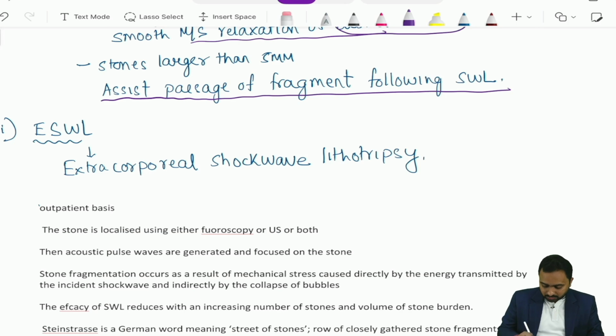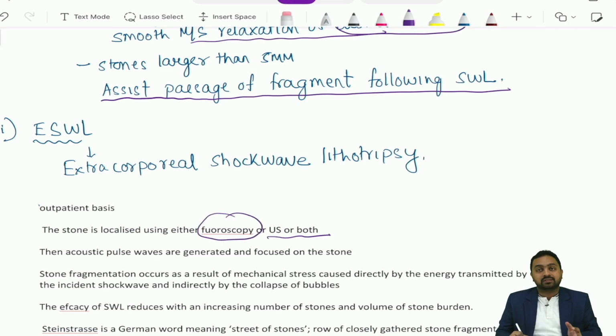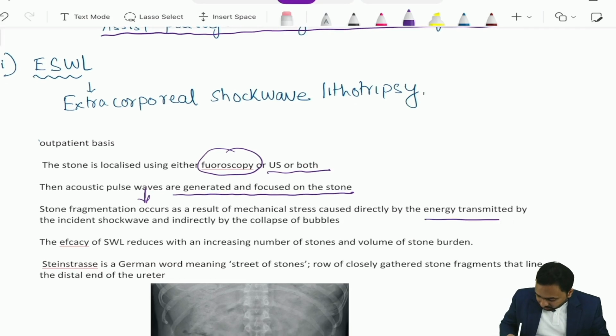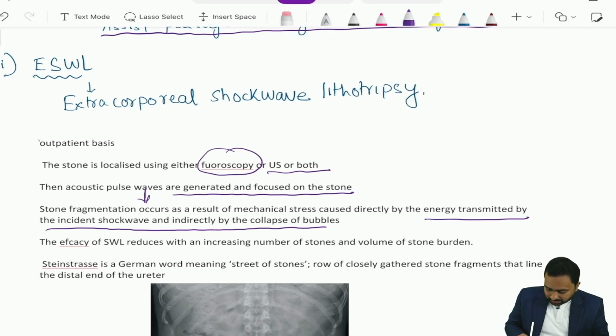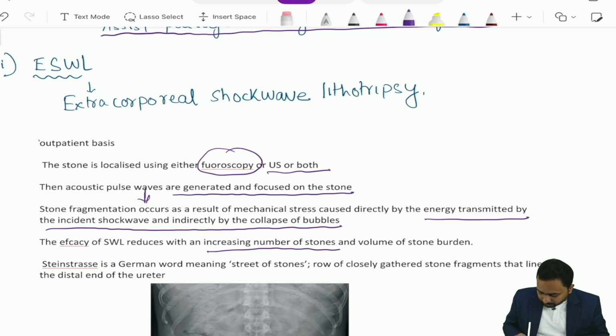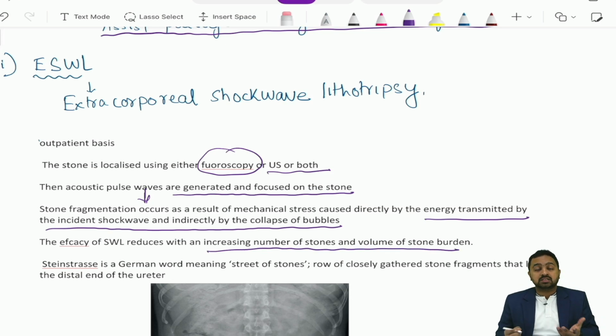The stone is usually localized using fluoroscopy or ultrasound, or we can use a combination of both. Then what happens is that acoustic pulse waves are generated and focused on the stone. Stone fragmentation occurs as a result of the mechanical stress caused by the energy transmitted by the incident shock wave and indirectly by the collapse of the bubble. The efficacy of shockwave lithotripsy reduces with an increasing number of stones and volume of stone burden. So if you have a large number of stones, the efficacy of shockwave lithotripsy will reduce.